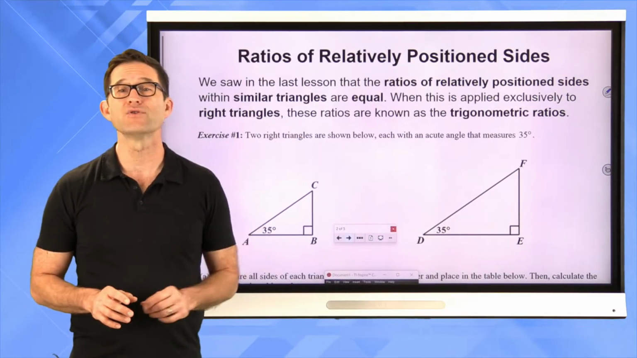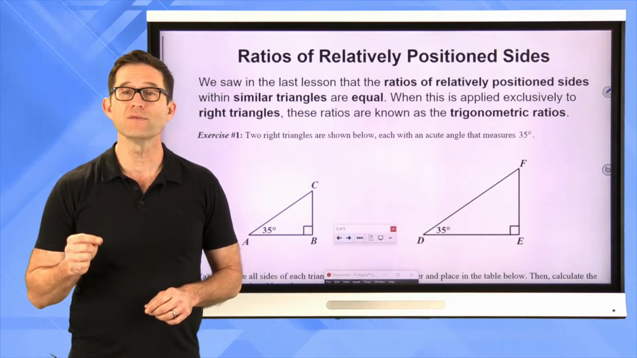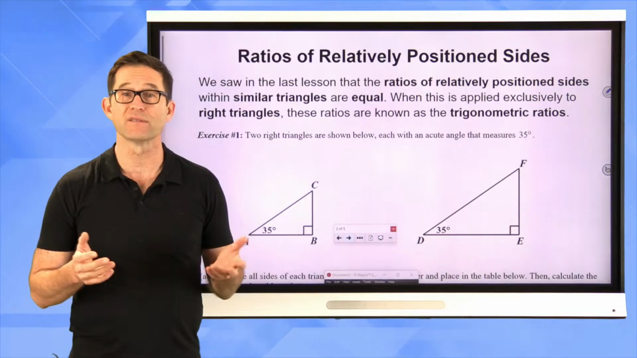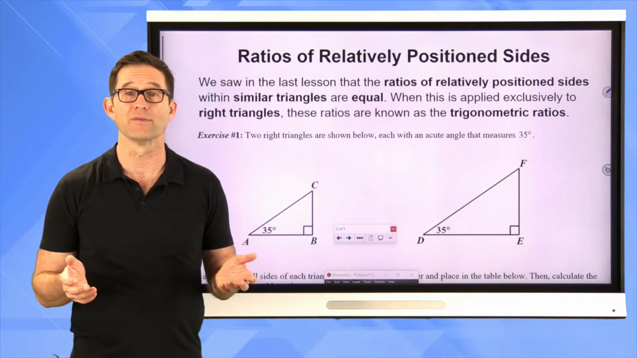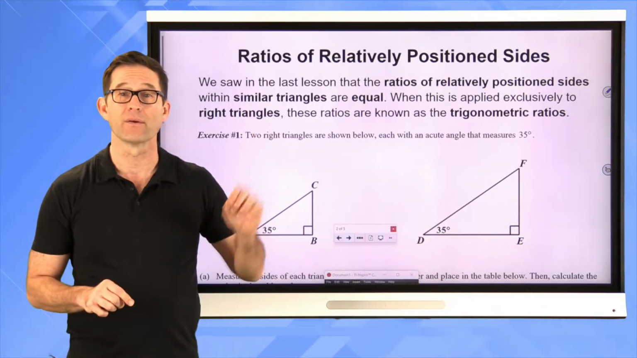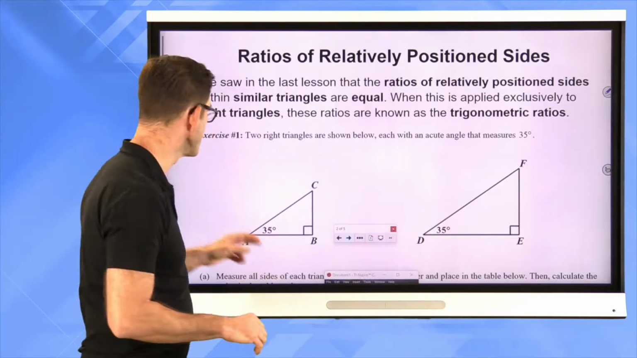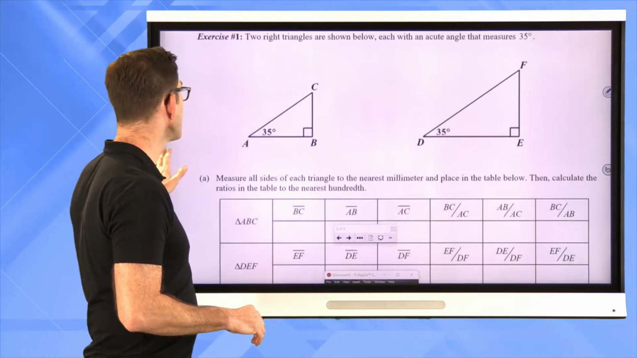So let's talk about ratios of relatively positioned sides. We saw in the last lesson that the ratios of relatively positioned sides within similar triangles are equal. When this is applied exclusively to right triangles, however, these ratios are known as the trigonometric ratios. So let's take a look at exercise number 1.